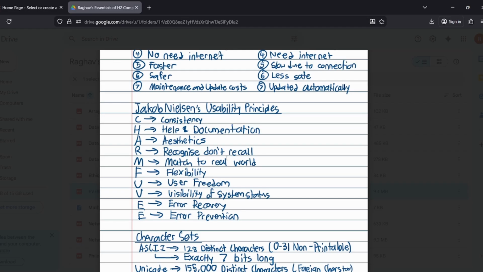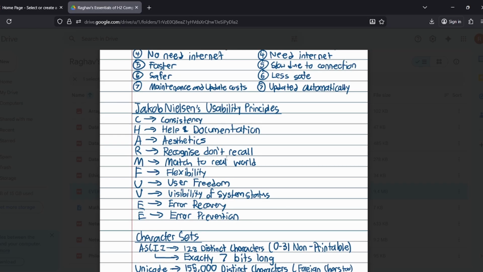Help and documentation is, again, simple. Consistency makes sense. Aesthetics, just look nice. Recognize, don't recall. It means if you see a camera icon, you should not be thinking, I wonder what icon that is. You should just know, oh, camera is camera. It just makes sense. Oh, I see a mic. It's audio related. I see the Wi-Fi symbol. It's Wi-Fi related. Then match to the real world, kind of just contextualizing it to the real world, making words make sense, making pictures make sense. And yeah, I mean, the rest of it kind of makes sense.